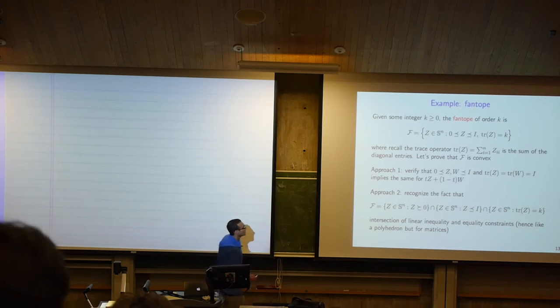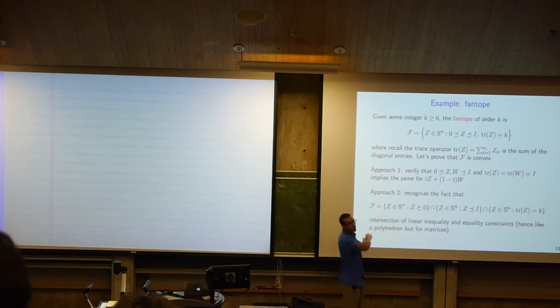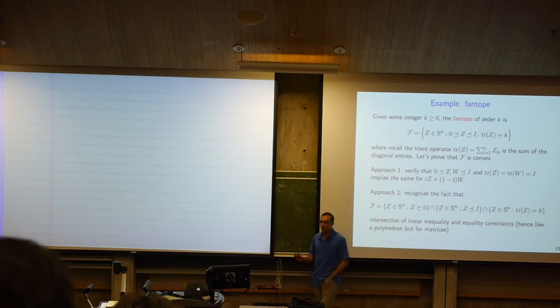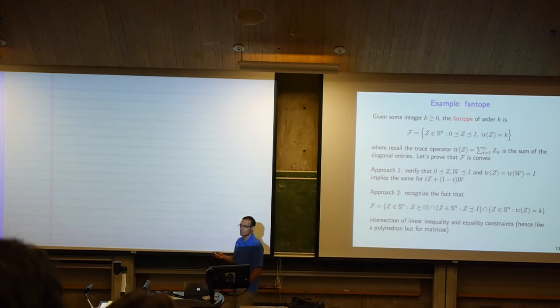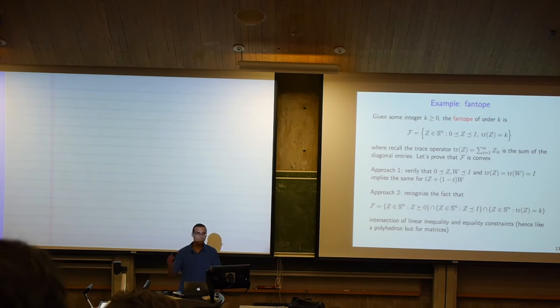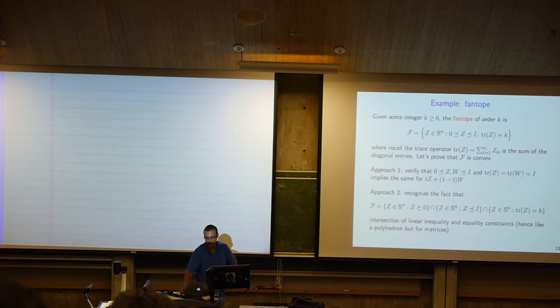I'm going to skip covering this thing called the Fantope. I think it's really neat, but we're going to talk about it in two lectures or something. So we'll come back to it then. It's basically like a polyhedron, but for matrices. Okay, so we'll get back to it then. It wouldn't hurt to look through this slide just so that what I say later is less confusing, but we'll cover it in a few lectures.